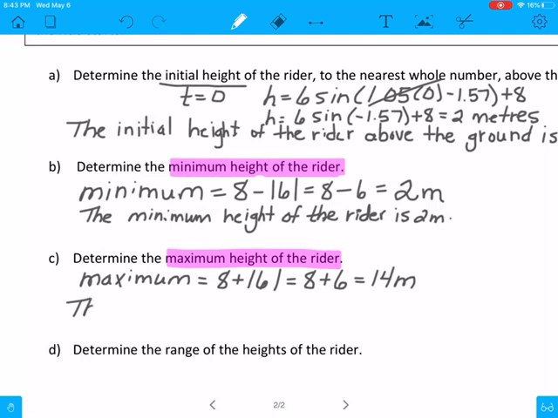So now we have the maximum height of the rider is 14 meters.